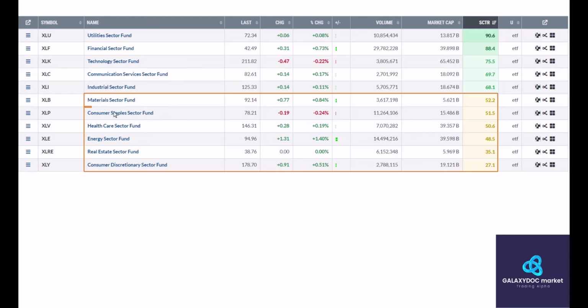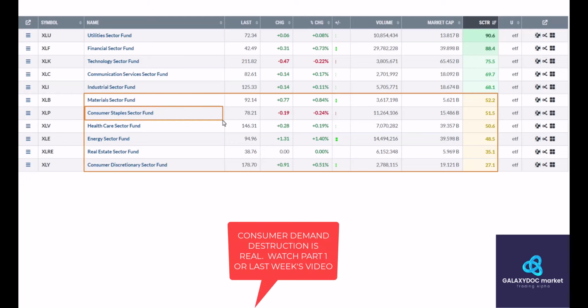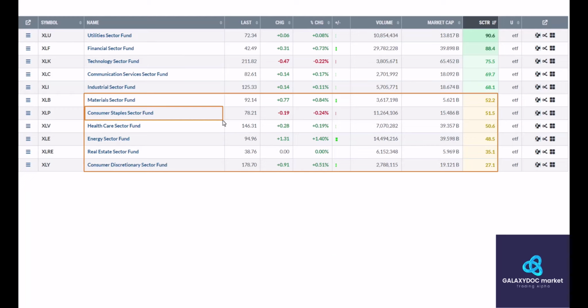And this, again, is related to, especially in the consumer staples sector fund, the consumer demand destruction, right? If you don't have money, yes, you're buying more essential things like food, shelter, energy, and those kinds of things. But if you don't even have money to buy sufficiently that amount, it's going to be affecting the consumer staples. Okay, these are foods and grocery stores and things of that nature. It is not good, guys.